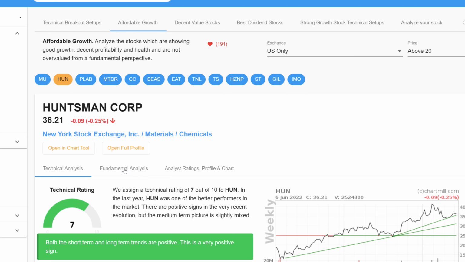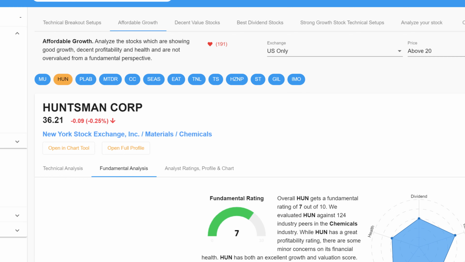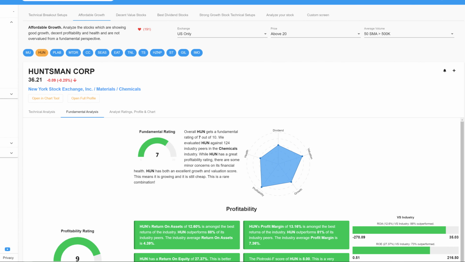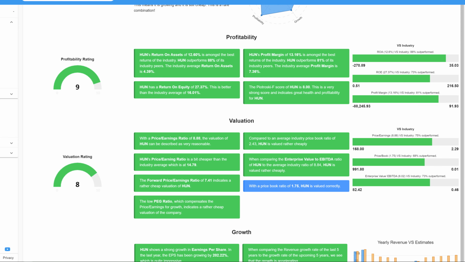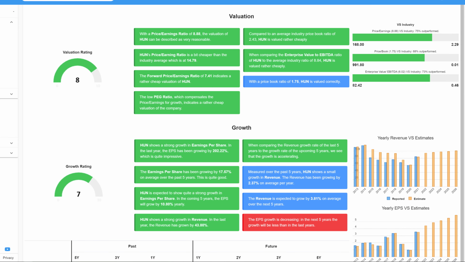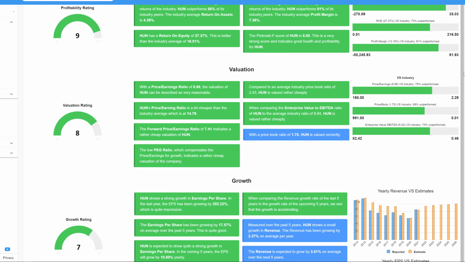So as I've already mentioned in the beginning of this video, the affordable growth filter is looking for stocks which are showing good growth, decent profitability and health, and are not overvalued from a fundamental perspective. And if we take a closer look at the fundamental analysis, the overall fundamental rating, HUN gets 7 out of 10, profitability 9, valuation 8, the growth rate is 7, and a decent health rating of 6.